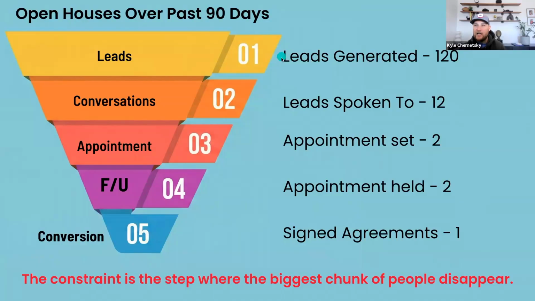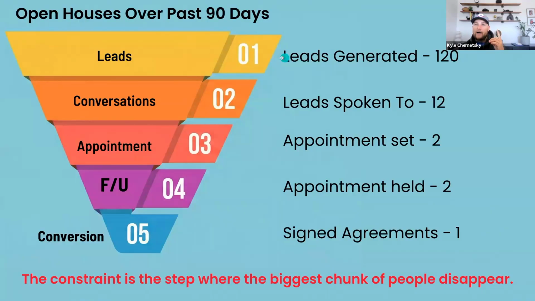So if we look here at this example I created, I said there's 120 people that came into our open houses over the last 90 days, but I only spoke to 12 of them. And of those 12, I set 2 appointments, held those 2, and signed an agreement. So down here at the bottom on appointments set to held, I'm 100%. So I'm awesome there. And I signed agreements with half the people I met with. So I have a 50% conversion rate. That's pretty freaking awesome too.